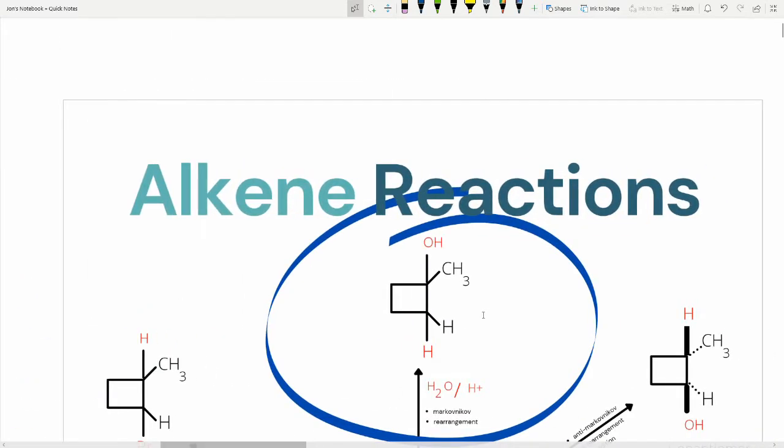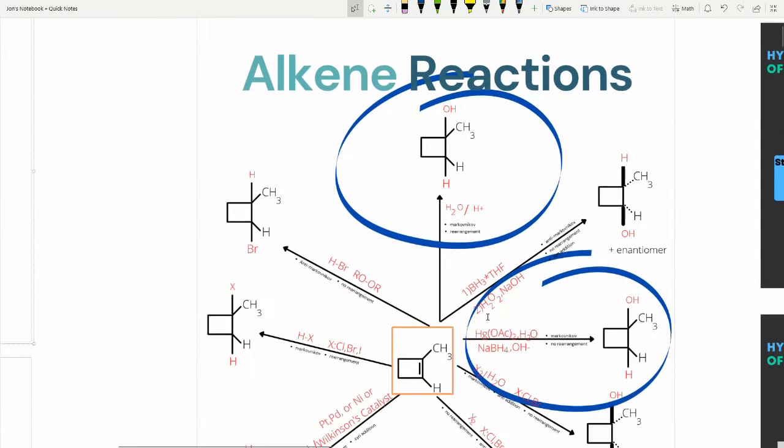into this study aid, we see that there are two ways that we can produce an alcohol on the more substituted carbon. The first way is the acid-catalyzed hydration, which is circled on top, as well as the oxymercuration demercuration, which is also circled right here. Now, either of those will give an alcohol on the more substituted carbon, but there is one slight difference.